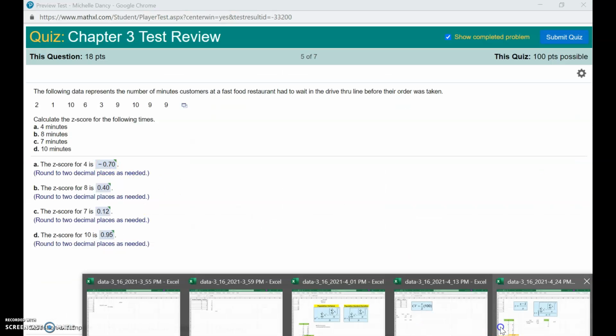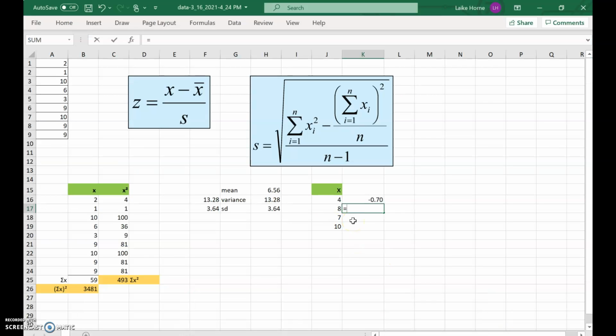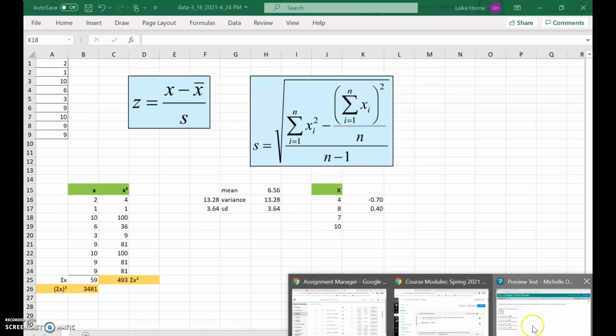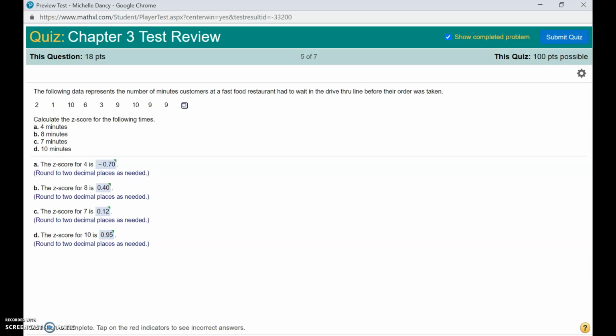For the next one, we're going to do the same thing. We're going to do 8 for x this time. X bar, your mean, is 6.56. Then you're going to divide that by your standard deviation, which is 3.64. So you get 0.40, which is what we got.